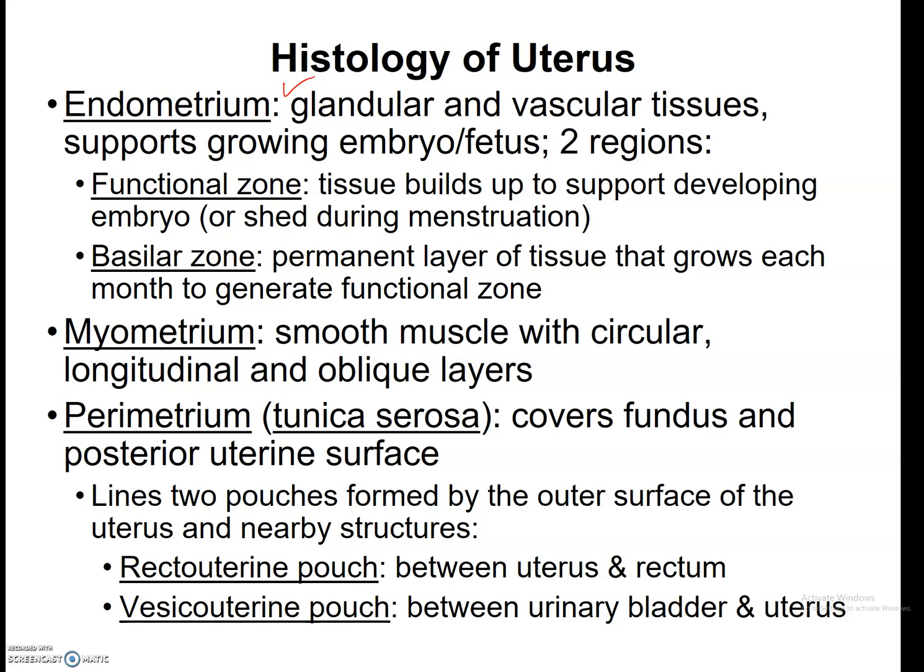And then there's the perimetrium, which can also be called the tunica serosa. And this covers the fundus and attaches the uterus to the posterior uterine surface. And so there are two pouches formed by this outer surface. We have the recto-uterine pouch between the uterus and the rectum, and then the, I have a hard time with this one too, the vesico-uterine pouch, which is between the urinary bladder and the uterus.